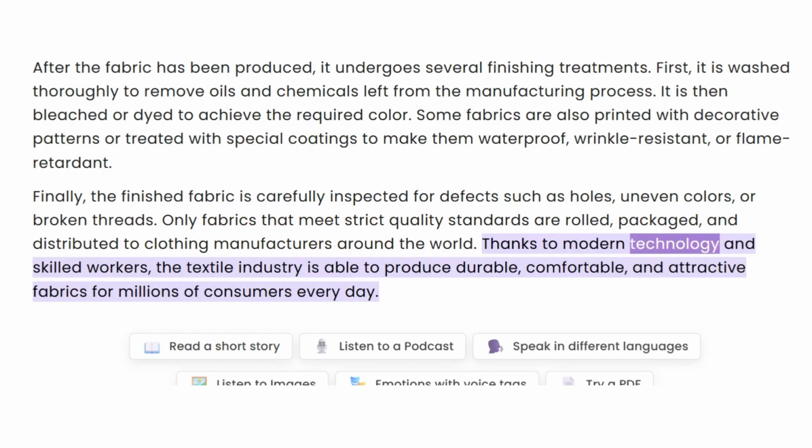Thanks to modern technology and skilled workers, the textile industry is able to produce durable, comfortable, and attractive fabrics for millions of consumers every day.